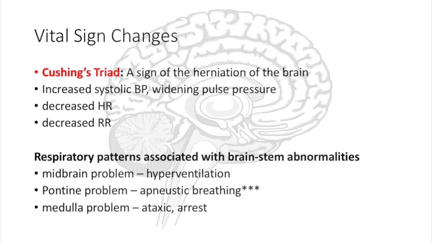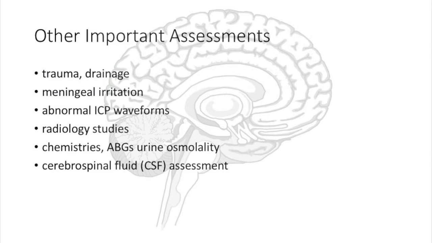Just some respiratory patterns associated with brainstem abnormalities. If you have a midbrain problem, that is hyperventilation typically. The pontine problem is apneustic breathing. That's important, I've got that starred. So if you have an infarction in the pons, which is brainstem, you're going to have apneustic breathing. Medulla problem, that's ataxic breathing or respiratory arrest. That's also important. Other important assessments include the following: trauma, drainage, meningeal irritation, abnormal ICP waveforms, radiology studies, chemistries, and so on. So we'll get to that.